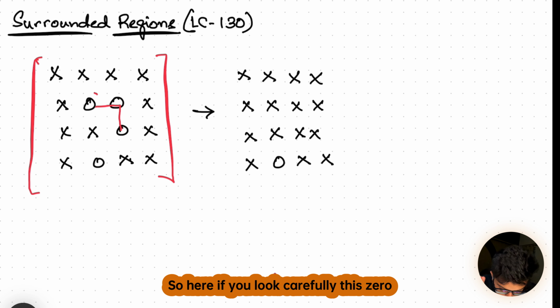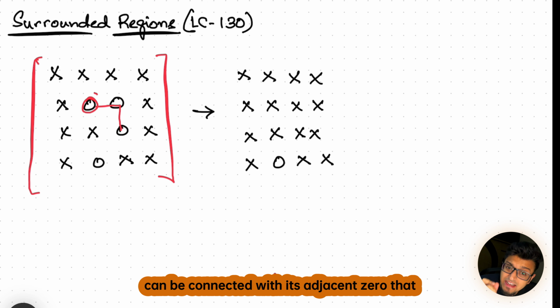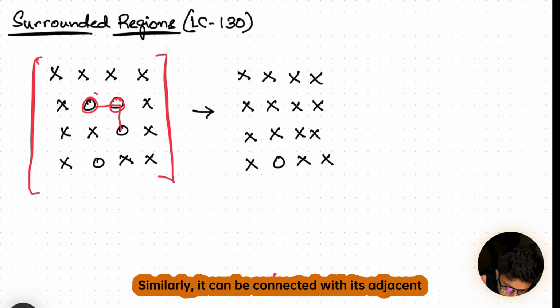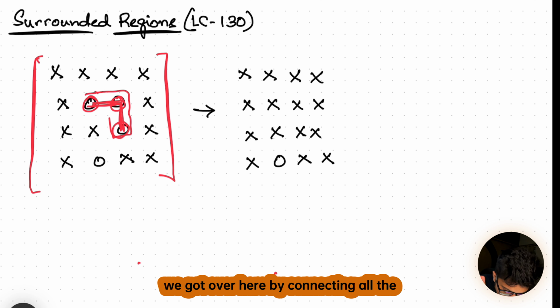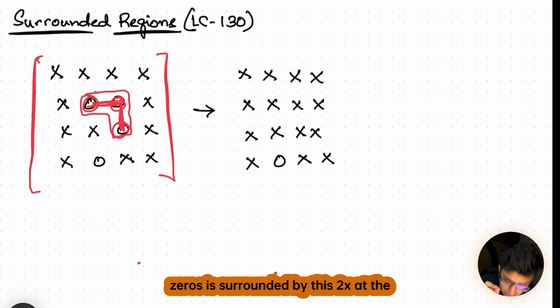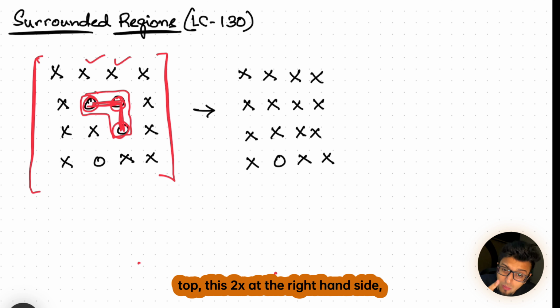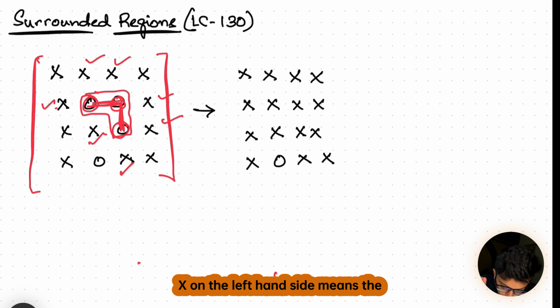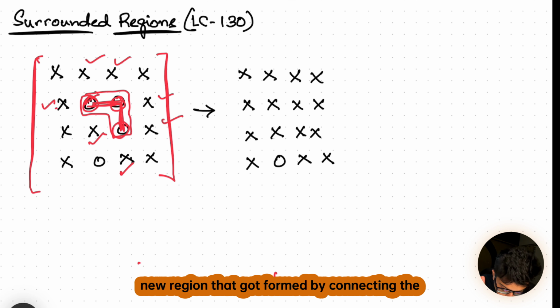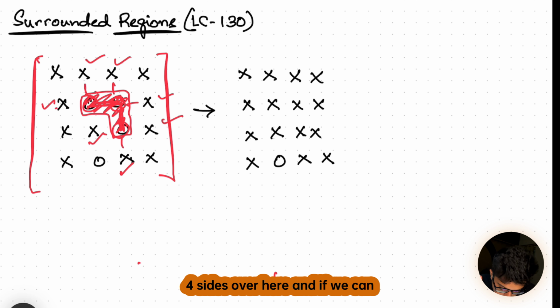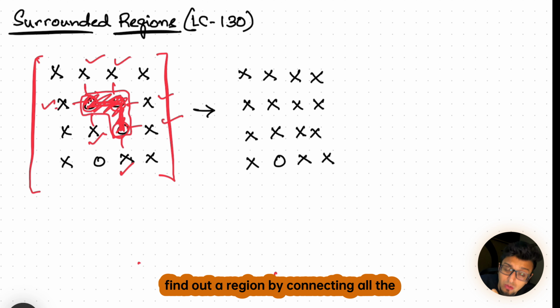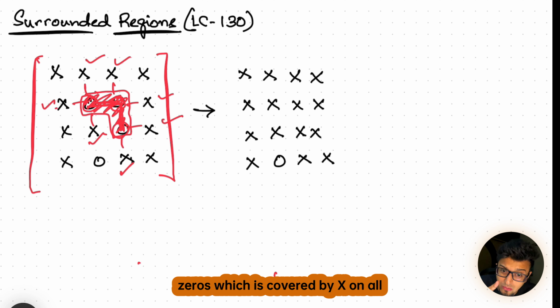Here, if you look carefully, this zero can be connected with its adjacent zero, that is this one. Similarly, it can be connected with its adjacent neighbor, that is this one. So this island that we got by connecting all the zeros is surrounded by 2 x at the top, 2 x at the right hand side, 2 x on the downside, and this x on the left hand side. Means the new region formed by connecting the zeros is covered by x on all four sides. And if we can find a region by connecting all the zeros which is covered by x on all four sides, then what do we have to do?